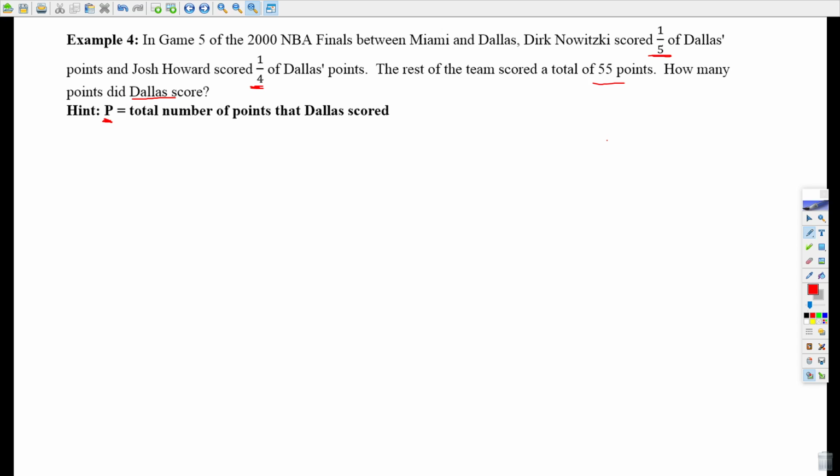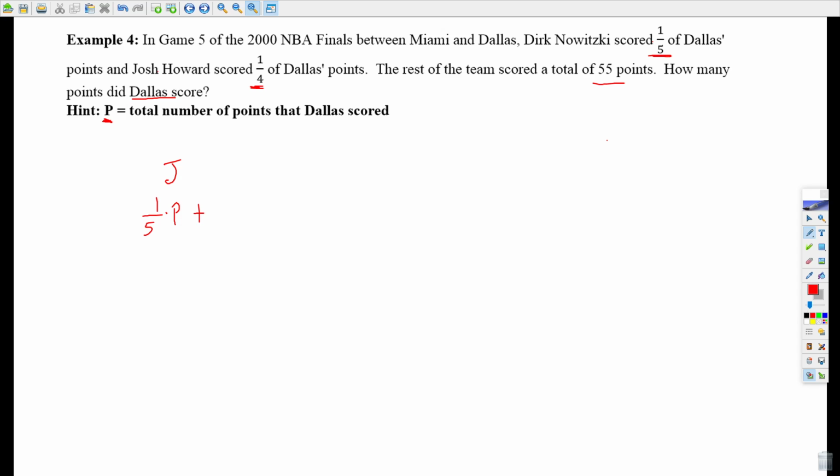So let's try to figure out how we can create this formula, this equation. So we have 2 people. We have Josh and Dirk. So let's talk about Josh. Josh, he has 1/5 of the points. So this is how I'm going to write that out. It's 1/5 times the number of points. And the total number of points that they got, we don't know. So we're going to do 1/5 times P. That's Josh. He had 1/5 of the total points.